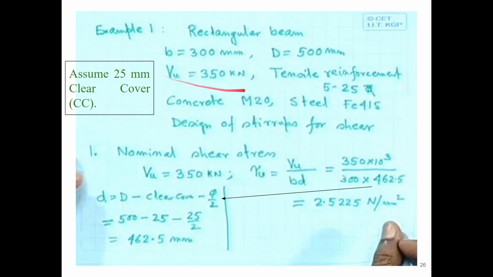Okay, but since it is given, we have to check first. The nominal shear stress: Vu is 350 kilonewton, so therefore tau v will be Vu by bd. Vu is 350 into 10 cube, b is 300, and d is the effective depth. Clear cover is 25, phi is 25, so it is 500 minus 25 by 2, which is 462.5 mm. Substituting here, we get tau v value as 2.5225 newton per mm square.